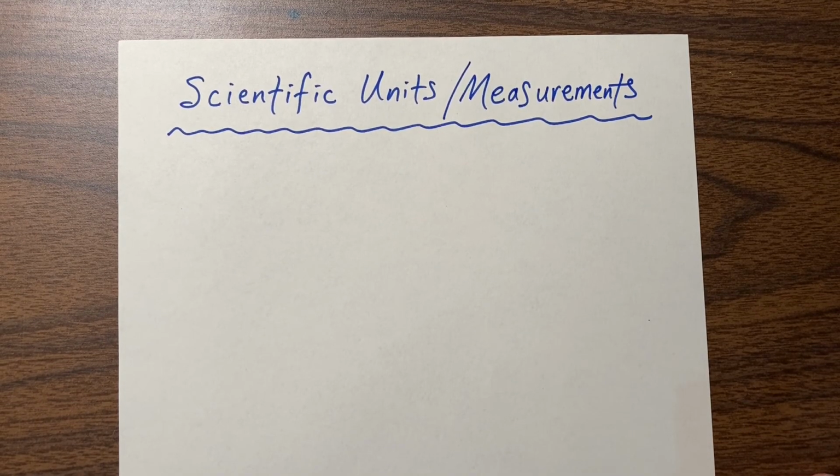Let us continue our discussion of Chapter 1. The other major part of Chapter 1 is scientific units and measurements. After all, chemistry is a quantitative science as much as it is a qualitative science, so we need to review the proper units to use.